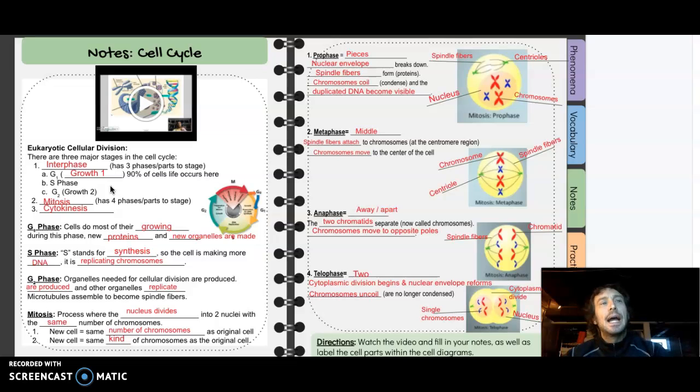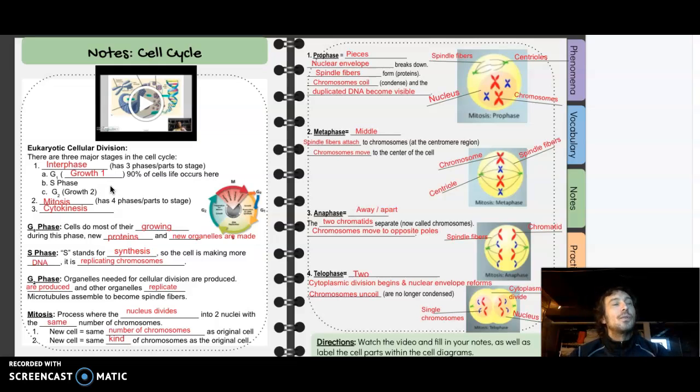And then after a cell gets to a certain point, grows too big, then it goes through mitosis, which is really just a separation of the genetic material, and then cytokinesis, cyto meaning cell, kinesis meaning to move, literally to separate out the rest of the parts of the cell, the cytoplasm, everything that's in the cytoplasm.